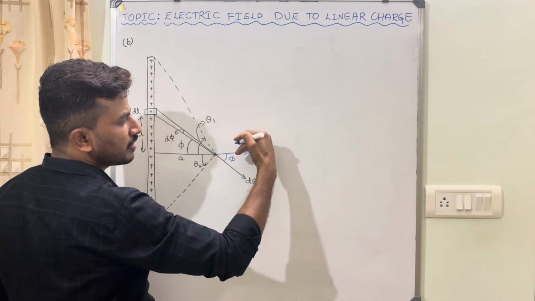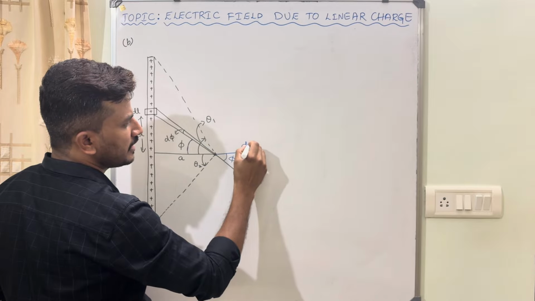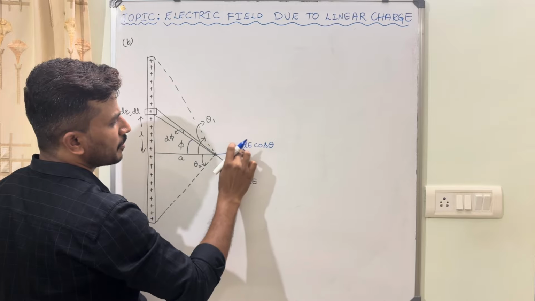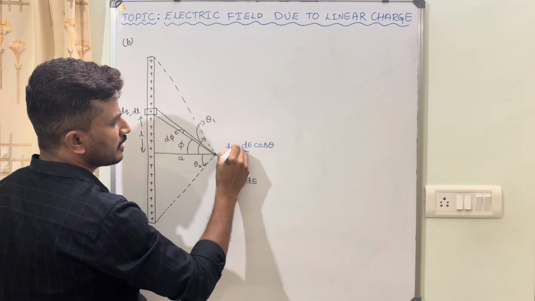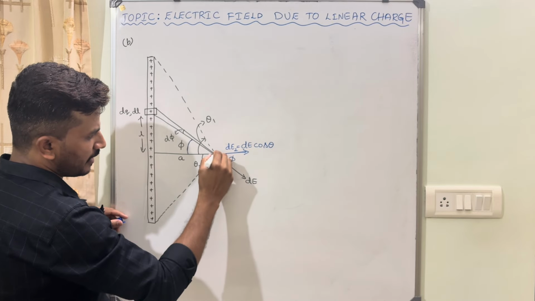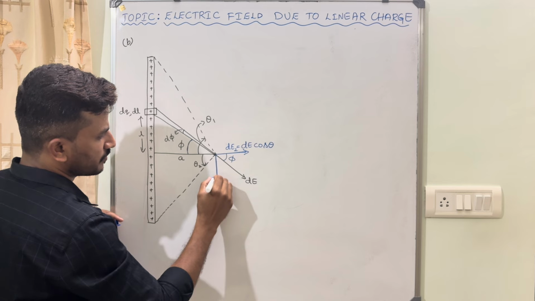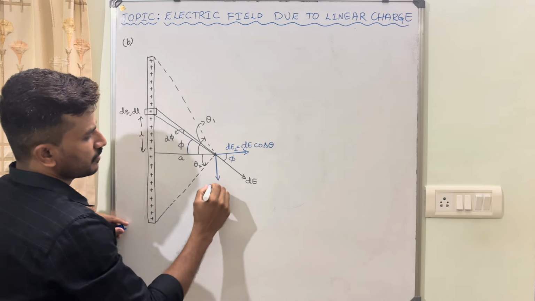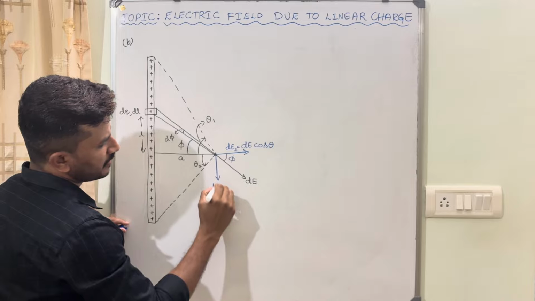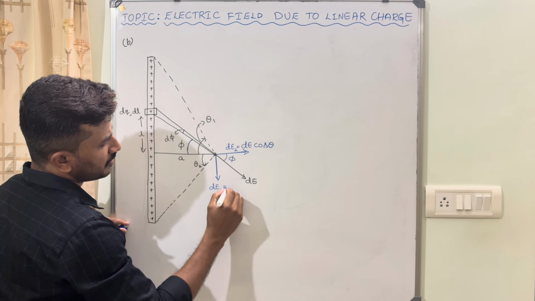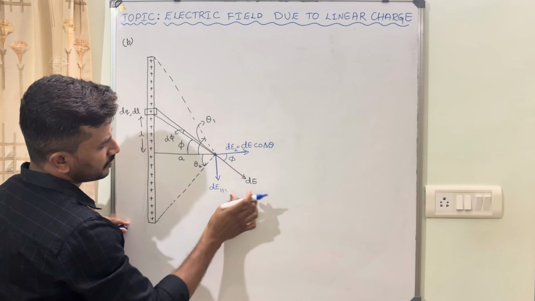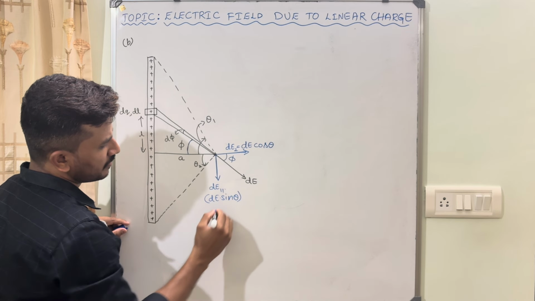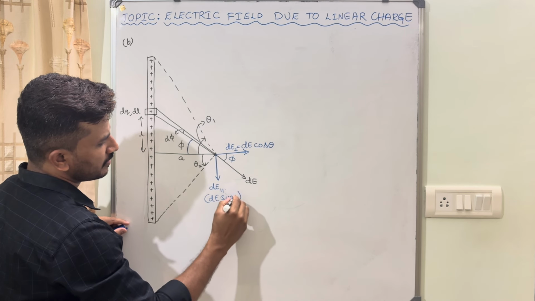So dE along this direction is dE cos theta. This is along the perpendicular. You can consider it dE perpendicular, and parallel to this wire there will be an electric field downwards. If you take this small charge element on this side, this will come upward. So this is dE parallel, nothing but dE sin theta, that is dE sin theta, or here it is phi, not theta, actually it is phi.